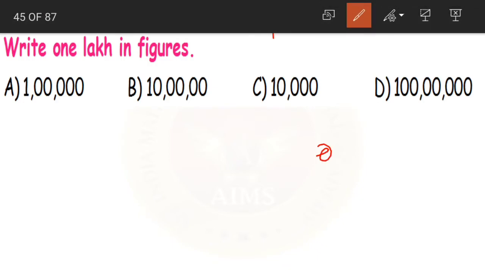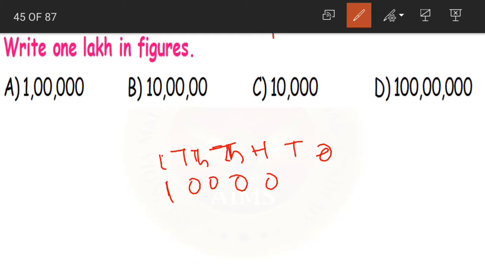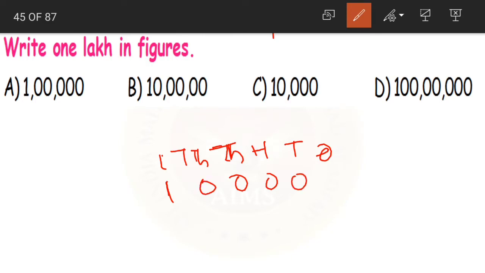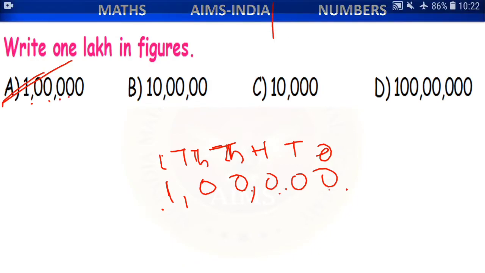Next question, write 1 lakh in figures. Now how to write 1 lakh in figures, children? First write the place values till 1 lakh, okay? Write 1 in the lakhs place and then fill up the remaining places with zeros. So what do we have? 1 followed by 5 zeros. That is option A. 100000 is the numeral for 1 lakh.